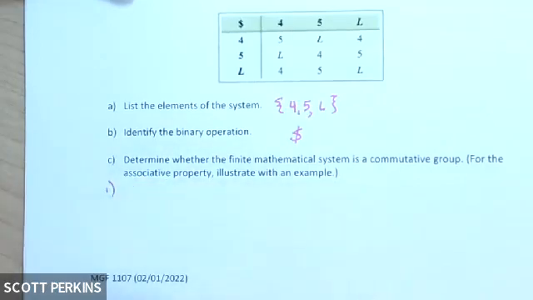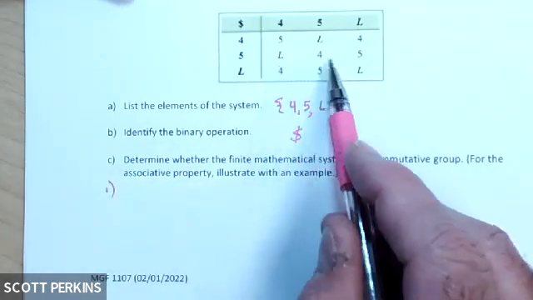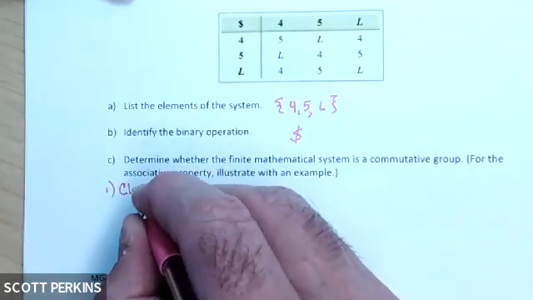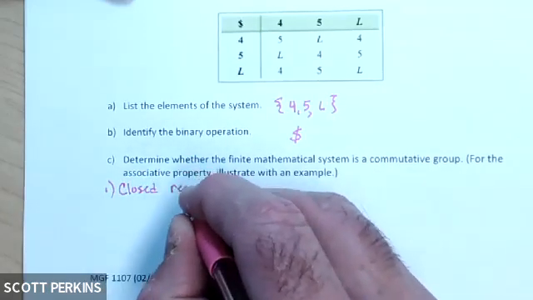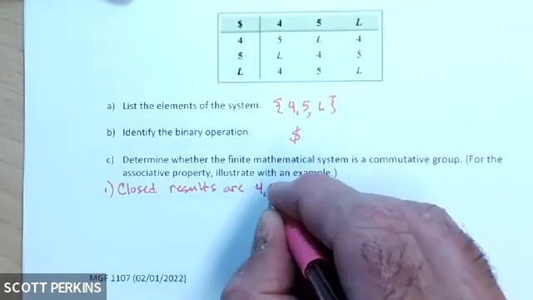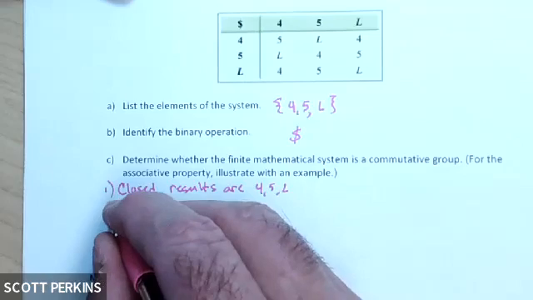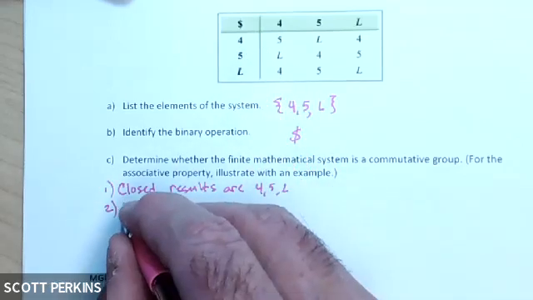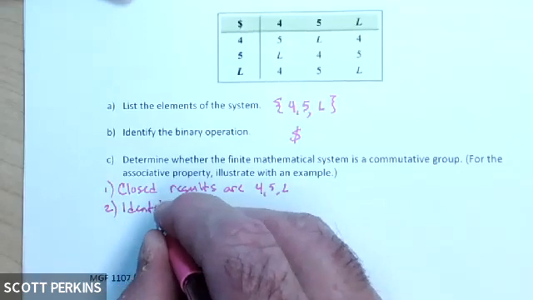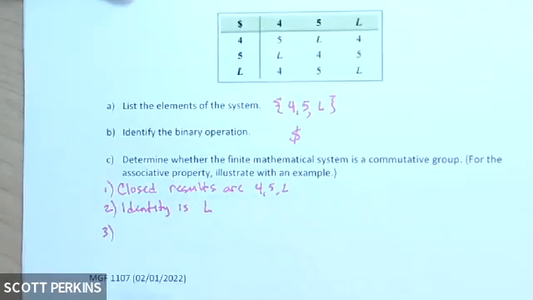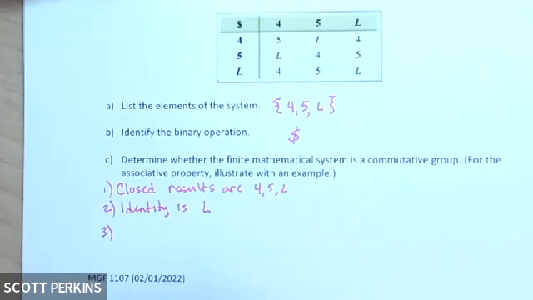So the first thing, is it closed? I only see 4s, 5s, and Ls in the table, so it's closed. The results are all 4s, 5s, and Ls. The second thing, is there an identity? What's the identity on this? Okay, so then the third thing is I'm going to go through each element. I'm going to determine if there is something that produces L for each of them.